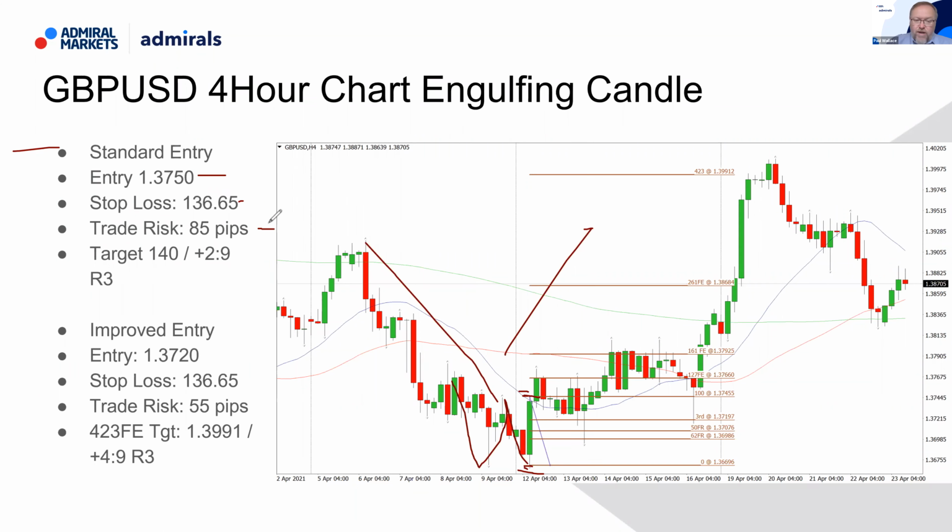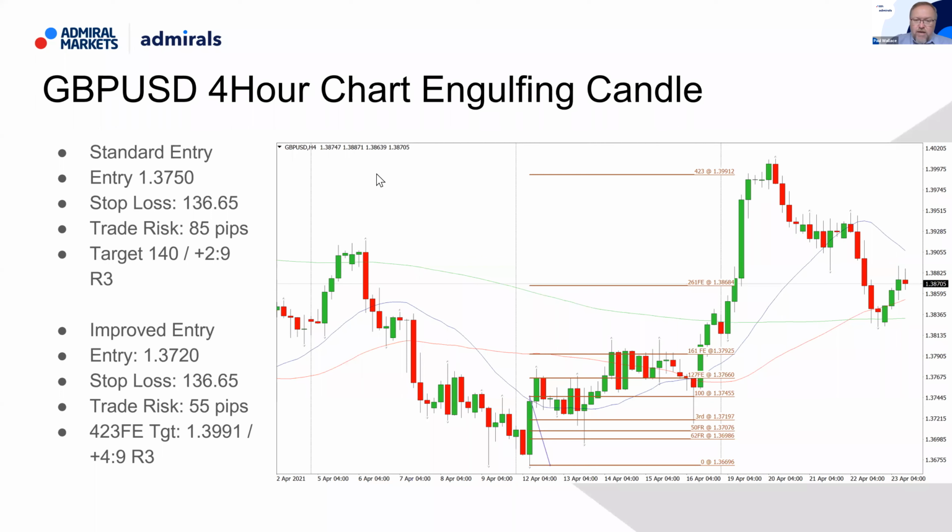So our trade risk is 85 pips on the standard entry. And what we're going to look to do is target a big round number up here at 140. And as you can see for yourself, that trade generates a 2.9 reward to risk ratio, which is very handsome reward to risk. And as I said, some people would be very happy just to trade that particular way, and I'm not disputing that.